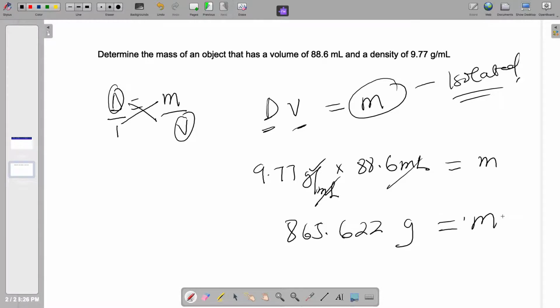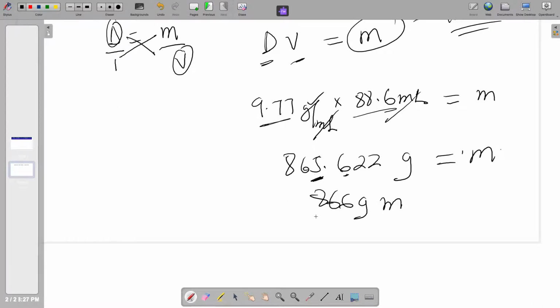So we look at the values we have. 9.77 has 3 significant figures, and 88.6 has 3 significant figures. So our answer should reflect 3 significant figures. Our third significant figure ends at 5, and the next one is 6. 6 is more than 5, so we round up, adding 1 to the 5. That gives us 866 grams as our mass. Okay, so that is our mass: 866 grams.